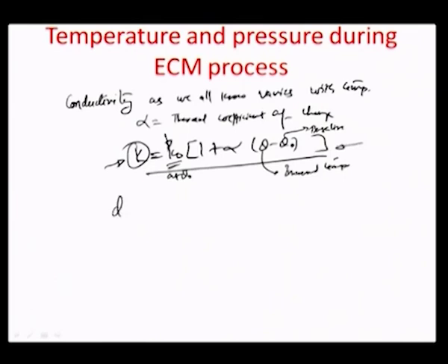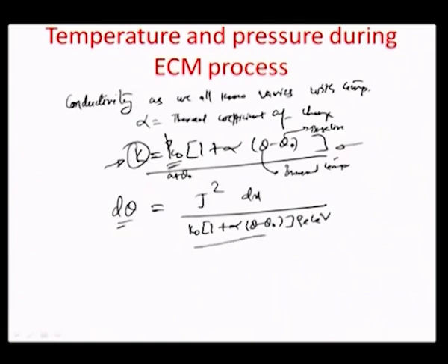If we are able to somehow plug this into the equation for delta theta, which is equal to square of j times dx divided by k0 (1 plus alpha (theta minus theta 0)) rho e C e v, we are actually able to get a relationship between theta on one hand and all these other terms, j square, rho e, C e, v and dx, on the other hand.